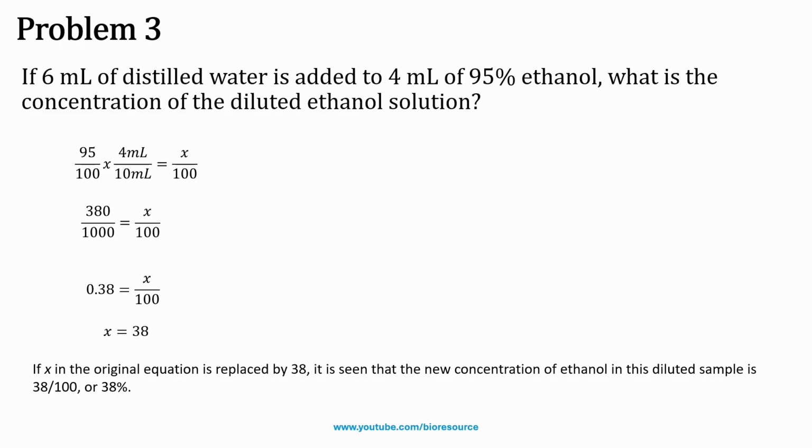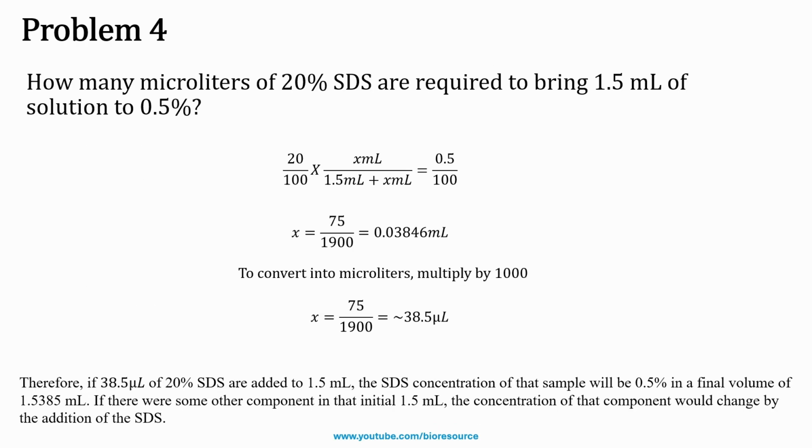So substituting that into the formula, 95 by 100 into 4 ml by 10 ml equals x by 100. Solving for x, we get 38. So if x in the original equation is replaced by 38, it is seen that the new concentration of ethanol in the diluted sample is 38%. So if 6 ml of distilled water is added to 4 ml of the 95% ethanol, the final concentration of ethanol in 10 ml would be 38%. So it has reduced from 95% to 38%. So let's look at another problem.